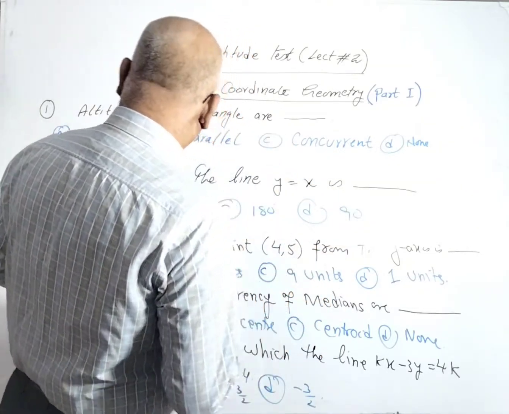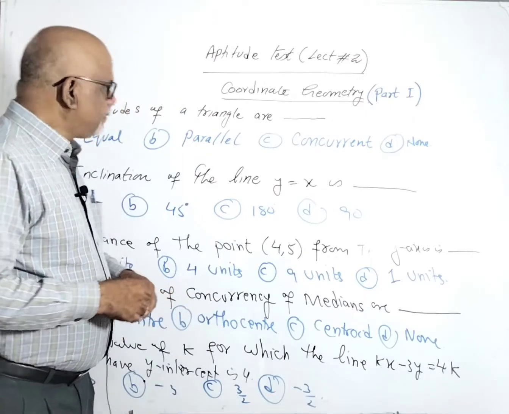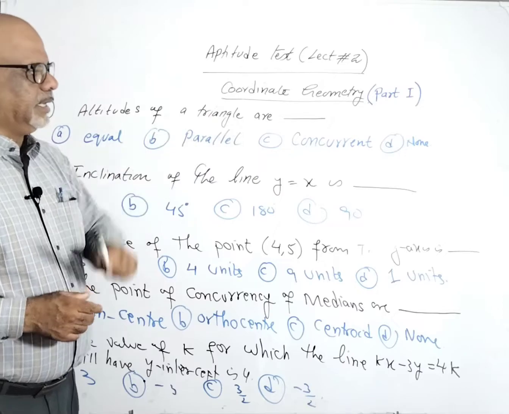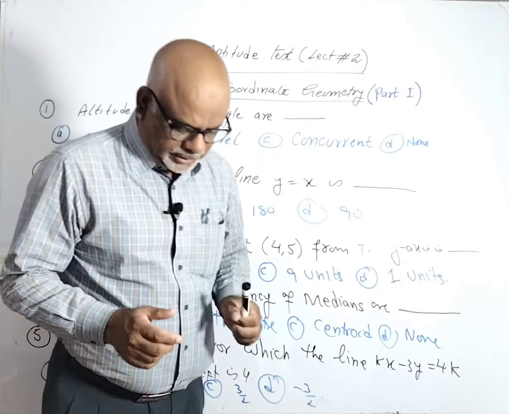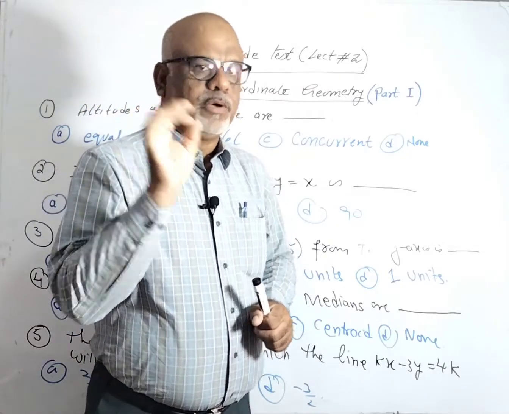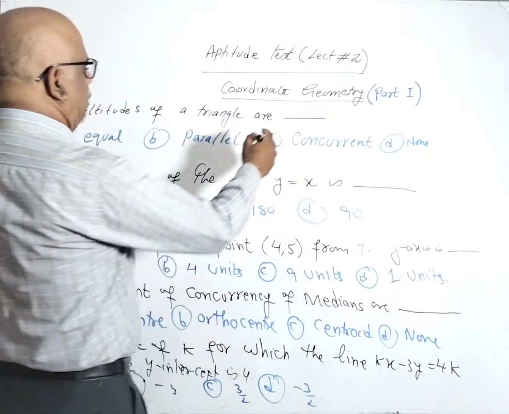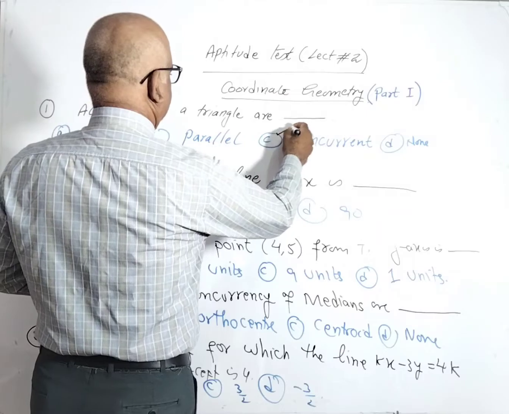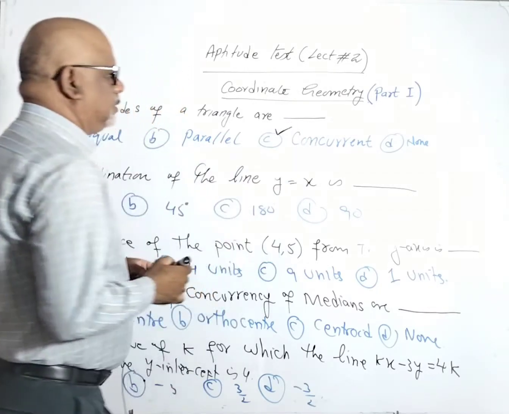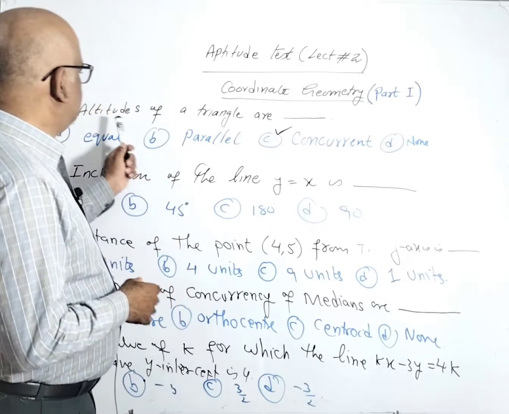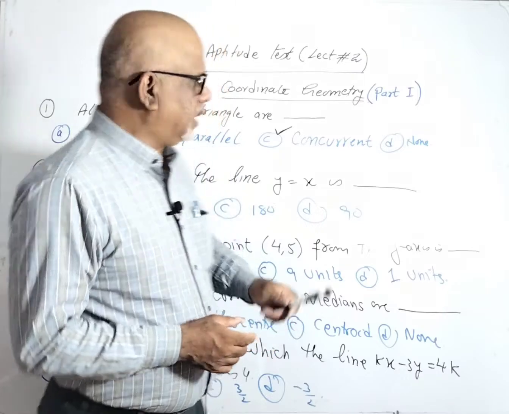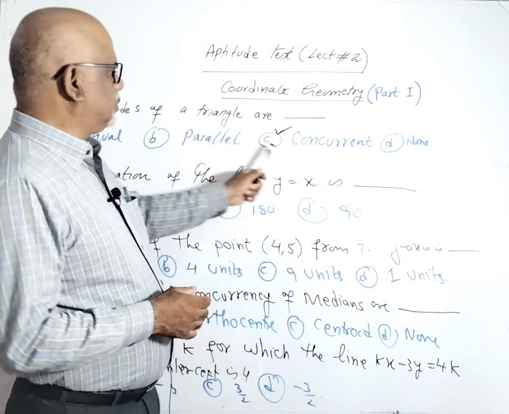Now come to the first MCQ. Altitudes of a triangle are always concurrent. So option C of the first MCQ is correct.